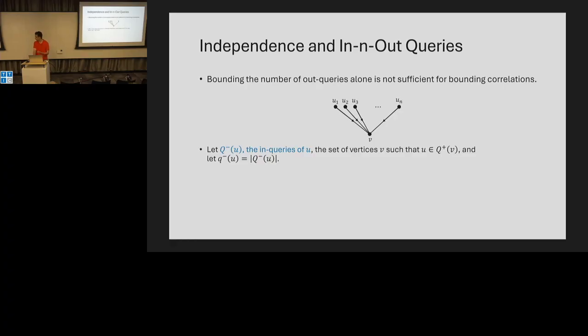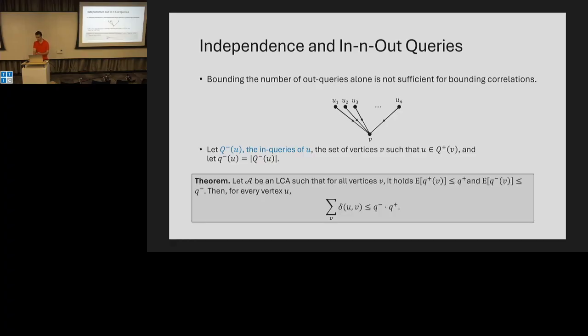And now I can state our main result about in and out LCAs. Let's say you have an LCA such that for each vertex, the number of inqueries and outqueries is bounded in expectation by some values Q plus and Q minus. We call these LCAs in and out LCAs. And the claim is that if you take any vertex U, the sum of the collision probabilities with this vertex U is bounded by Q minus times Q plus. And that sum intuitively tells you about the total amount of dependence that's going on between the output on U and the other parts of the output.